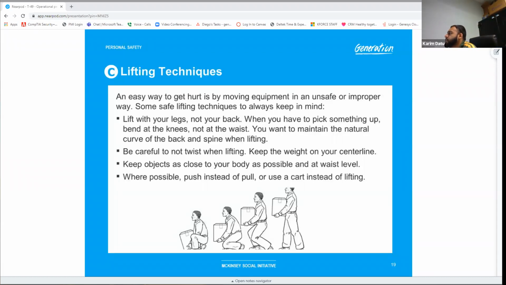Lifting techniques. An easy way to get hurt is by moving equipment in an unsafe or improper way. Some safe lifting techniques to always keep in mind. Lift with your legs, not your back. When you have to pick something up, bend at the knees, not at the waist. You want to maintain the natural curve of the back and spine when lifting. Be careful not to twist when lifting. Keep the weight on your center line. Keep objects as close to your body as possible and at waistline. Where possible, push instead of pull, or use a cart instead of lifting.